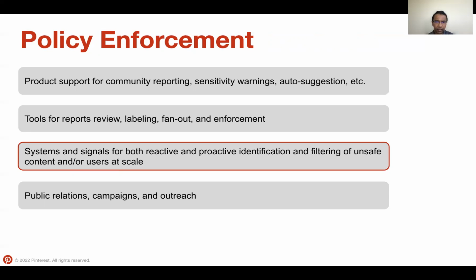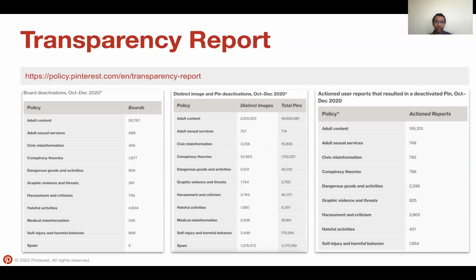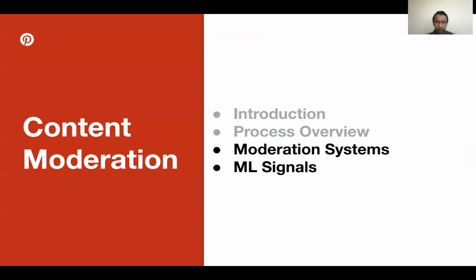A big component of policy enforcement is development of systems and signals for reactive and proactive identification and filtering of unsafe content and or users at scale. And finally, engaging with the users through campaigns and outreach. Educating users goes a long way in keeping the platform safe. We also publish reports annually to let users know of our progress and build trust. Next, let's see some of the systems that we have in place at Pinterest for moderation.